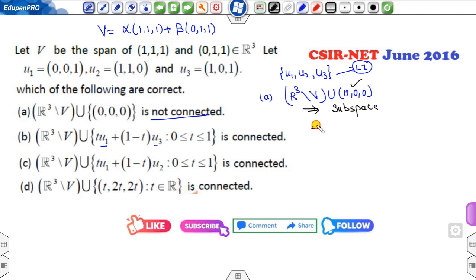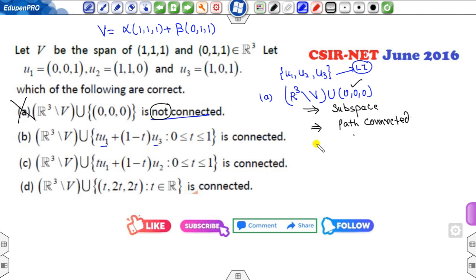So once this is a subspace, it is path connected. So you can say this is path connected. Fine. Once it is path connected, yes, it is connected, but the option said not connected. This option is cancelled. R cube minus this is a connected set.